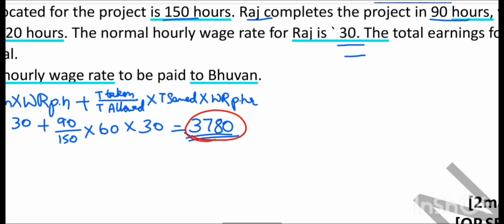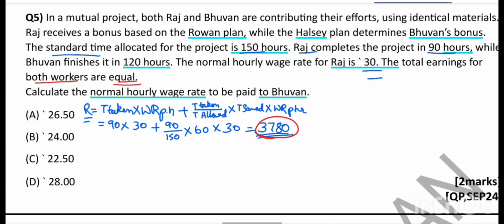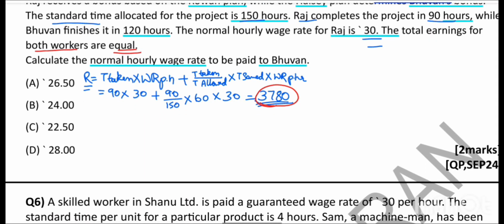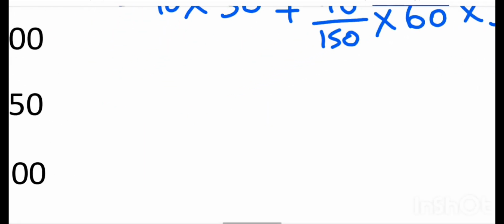This is what they have mentioned in the question: the total earnings for both workers are equal. So even under the Halsey scheme, Bhuvan will earn the same wages. Now, what is the normal hourly wage rate to be paid to Bhuvan? We need to calculate the normal wage. Under the Halsey scheme, what's the formula?